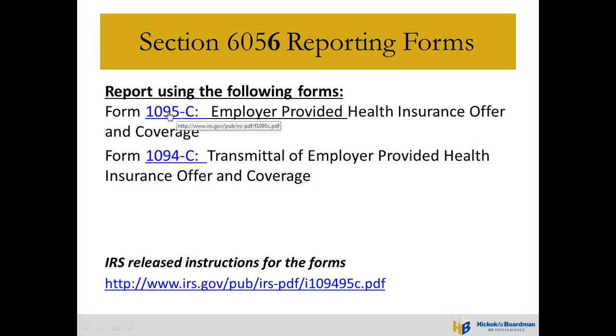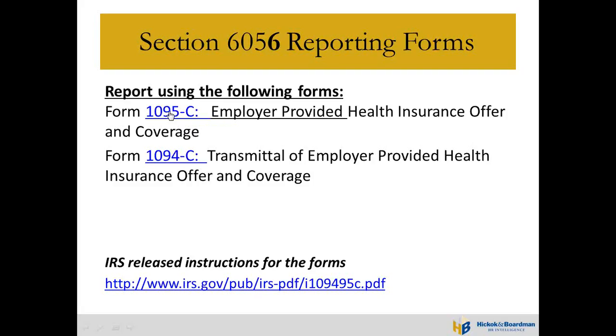So I'm going to just click on this form. Before I do that, let me just make sure we're all on the same page. As an applicable large employer, you have to report under 6056. Remember that information is which months did you make offers of coverage and what are the premium amounts. That's what 6056 is about.